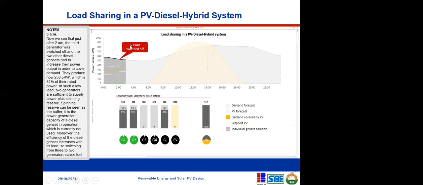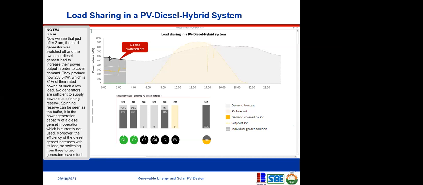So now, this is 3 a.m. We see that just after 2 a.m., the 3rd generator was switched off, and the 2 other diesel generators had to increase their power output in order to cover demand. Now they produce 258.5 kilowatts, which is 81%. Previously they were running at 58.